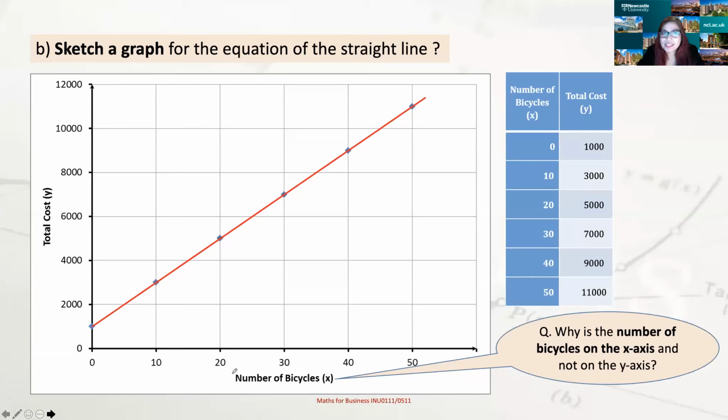Good, because the number of bicycles is an independent variable. So remember, guys, the independent variable is always plotted along the x-axis, while the dependent variable is always plotted along the y-axis. Because in this case, look at that, the total cost depends on the number of bicycles, okay?